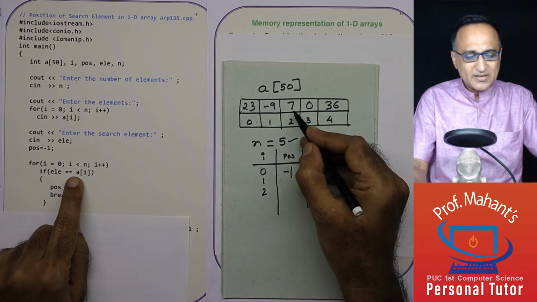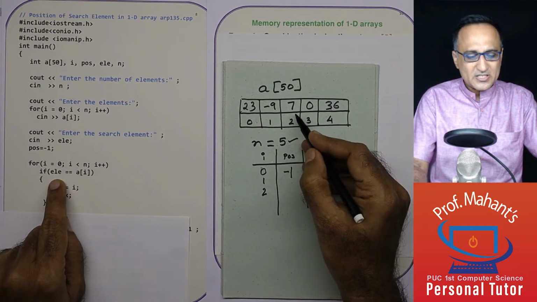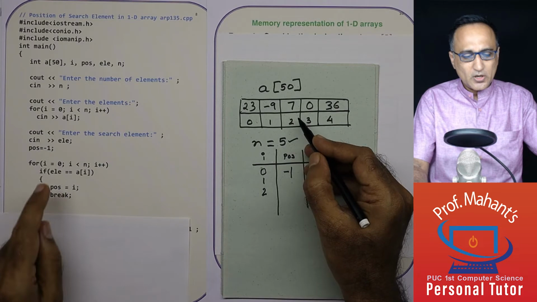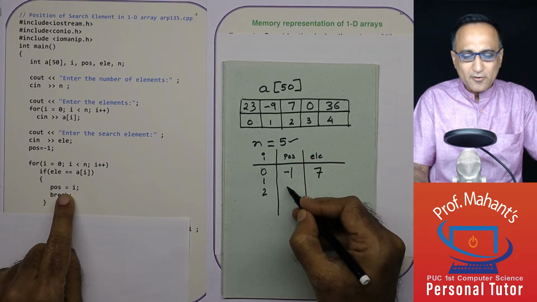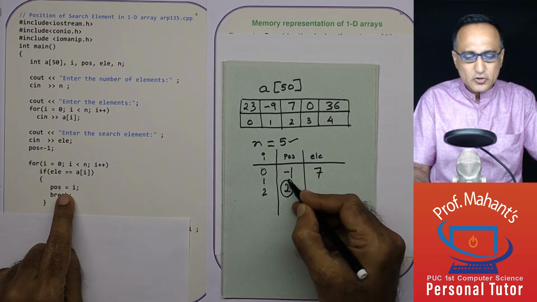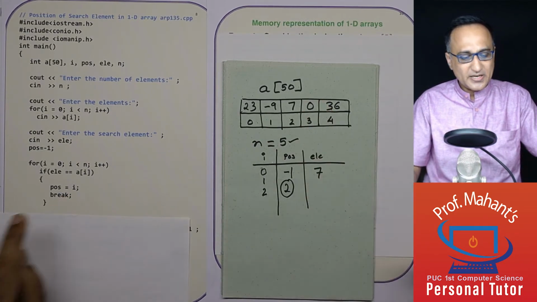a of 2 happens to be 7. Element is 7. So is 7 equal to a of 2? This is perfect. This condition is true. So what happens is position is equal to value of i. What is the value of i? Value of i is 2. Then I need to break because I have found the search element.